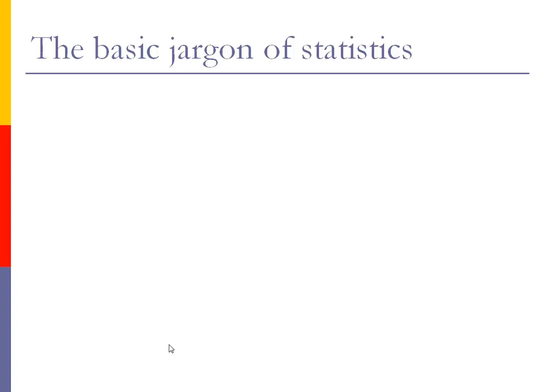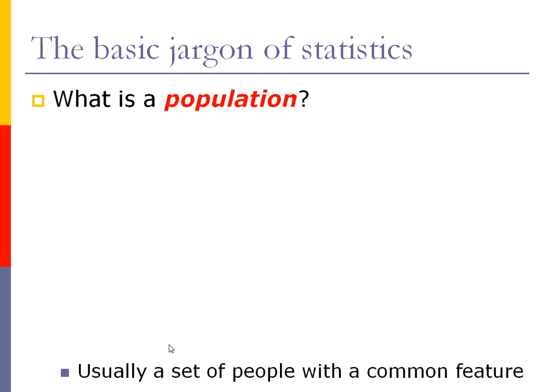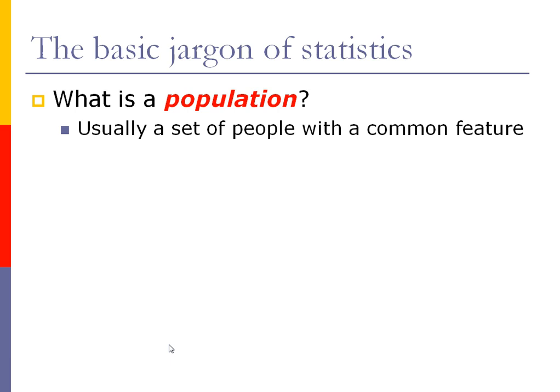So let us have a look at the first important jargon word that we're going to be using in statistics, and this word is the word population. Now, if I ask you what a population is, I'm sure that you'll be able to describe it fairly easily and fairly effectively. For instance, you might say that the population is a set of people who have something in common. For instance, the population of Red Deer is all the people who live in Red Deer.